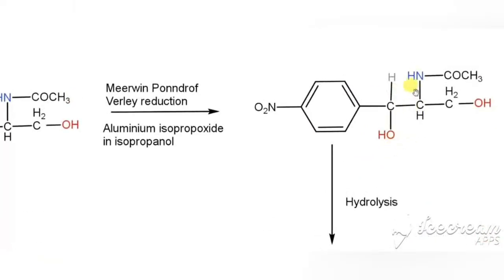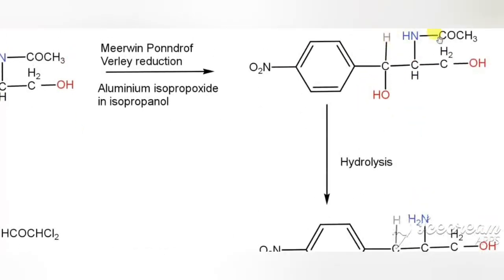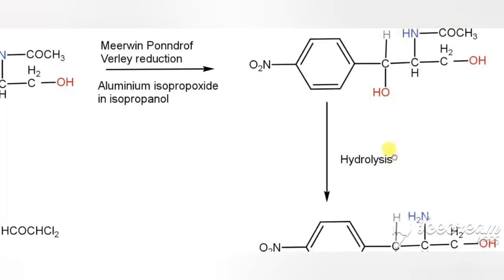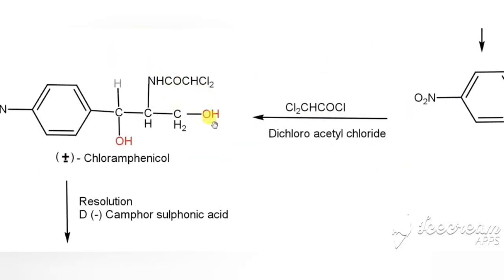Then it undergoes hydrolysis. On hydrolysis, there is a cleavage between carbon and nitrogen, and the acetic acid would go, and here we have only NH2. Then it is treated with dichloroacetyl chloride. On this treatment, the Cl combines with H from here and is removed as HCl, and the remaining group, COCHCl2, is attached with NH. That's why we are getting that.